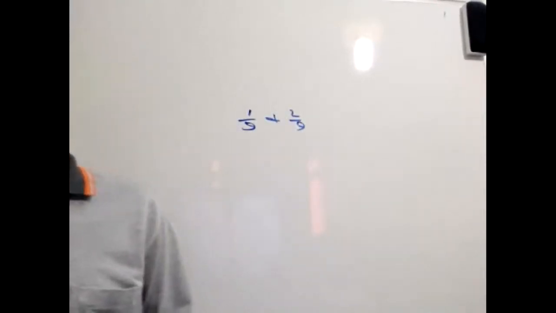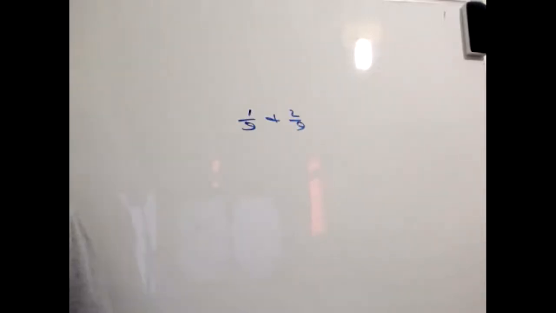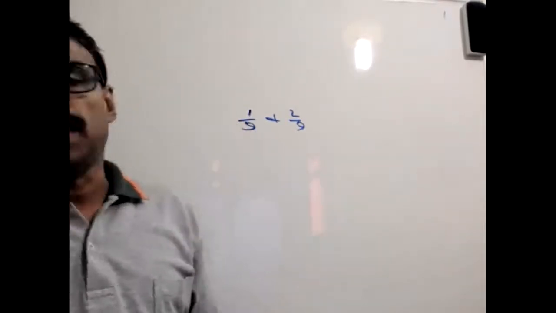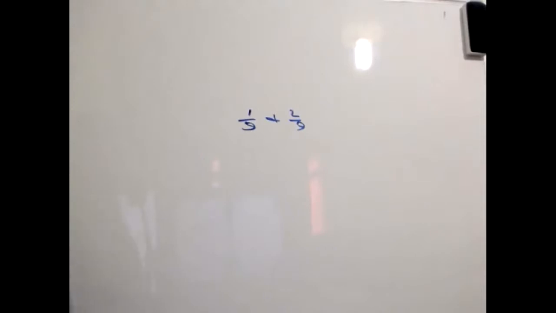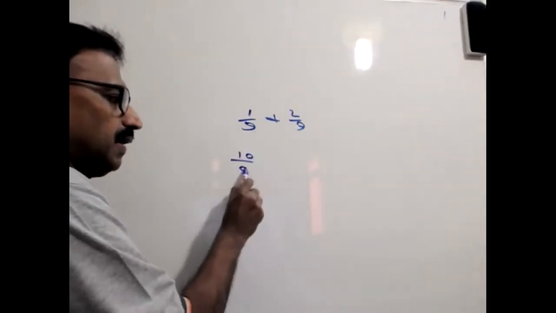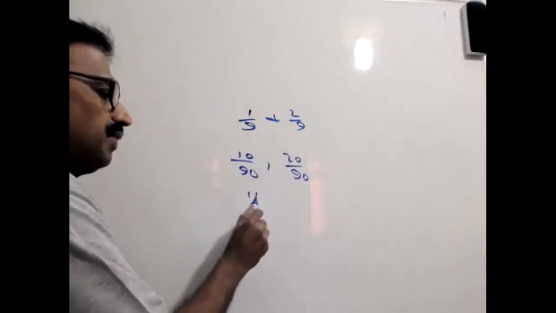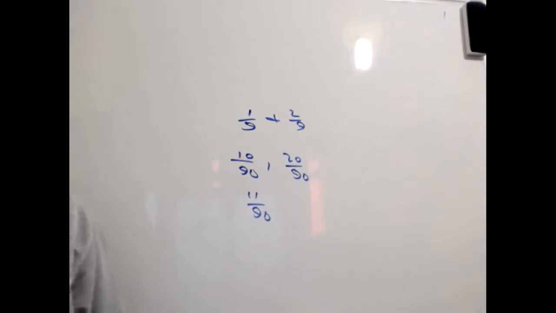Write a rational number between 1 by 9 and 2 by 9. What will we do for this one? You can write the same, 10 by 90, 20 by 90. So what is the number? 11 by 90. Finish. Simple.